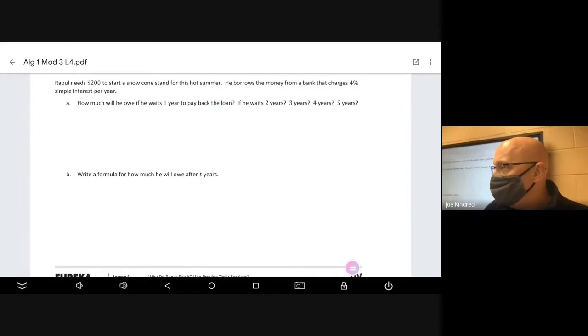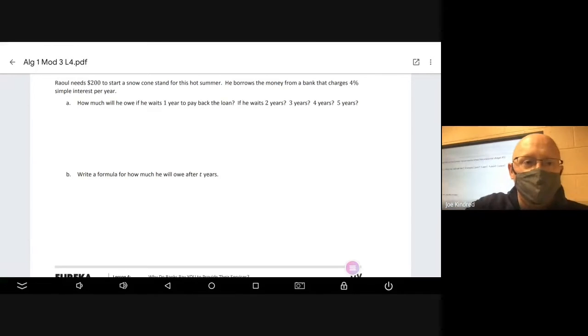Okay, this next example reads, Raul needs $200 to start a snow cone stand for the hot summer. He borrows the money from a bank that charges 4% simple interest. The difference between this one is, in the first example, you were earning interest. In this one, you're paying interest. In other words, banks don't loan money because they're just nice. Banks loan money because it's business. They're making money off your money.